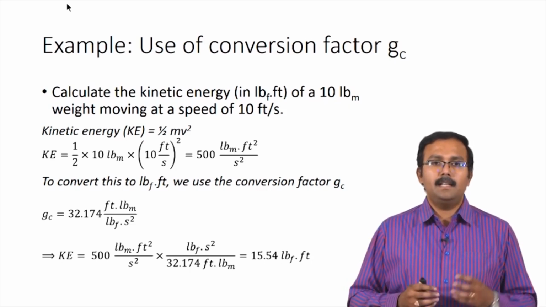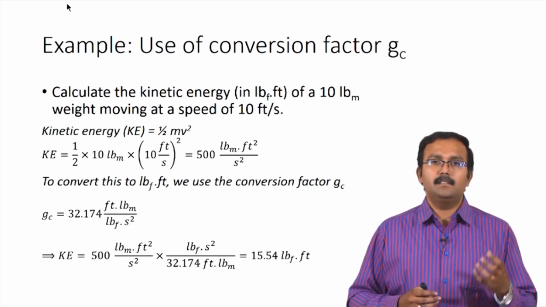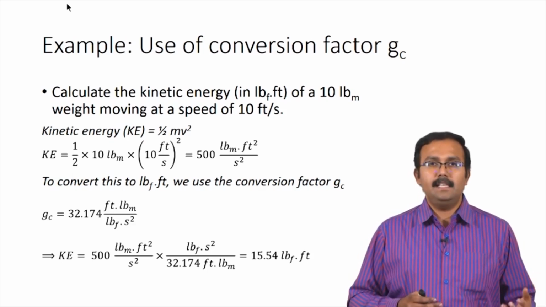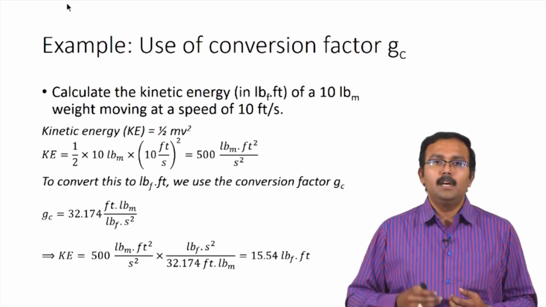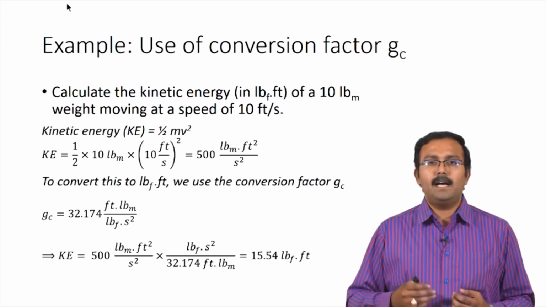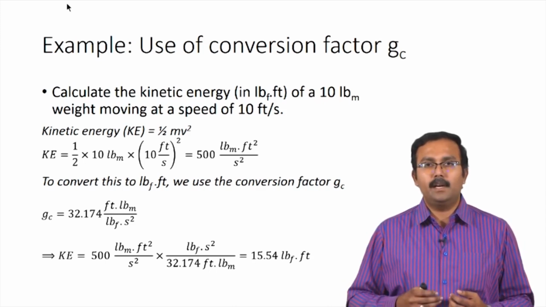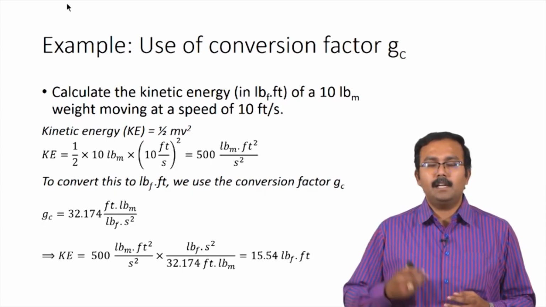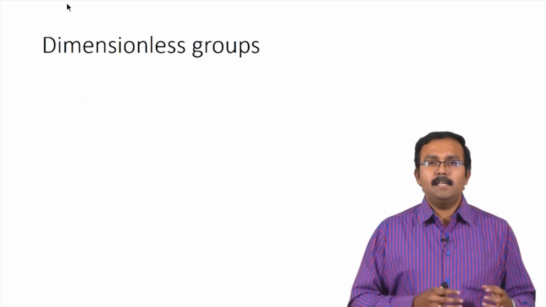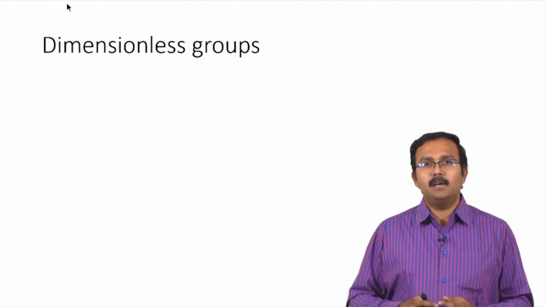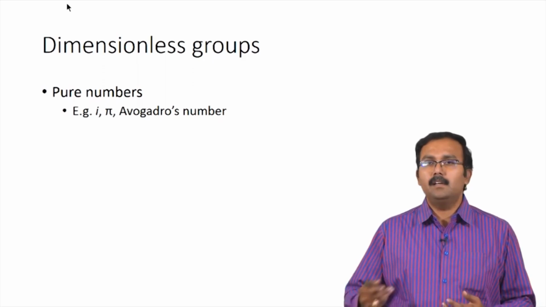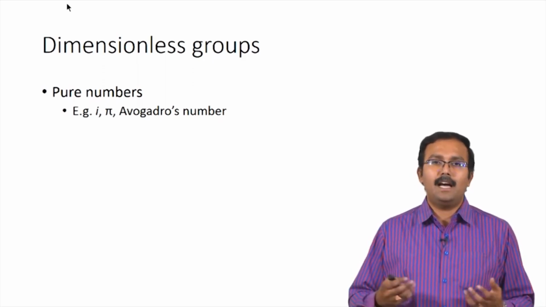If you can remember that gc is the factor which is numerically equal to the acceleration due to gravity at sea level at 45-degree latitude, with the units of feet pound mass per pound force second squared, you would be able to apply this appropriately to make all the conversions. Other than these dimensions and units, there are also terms which are dimensionless. There are pure numbers like i, pi, Avogadro's number, which do not have any dimensions.